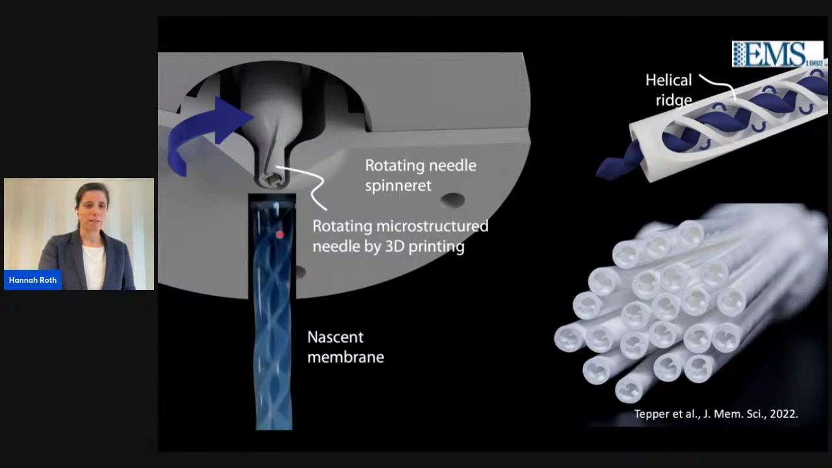And since the polymer solution in the beginning is still transparent, you can nicely see how it first coagulates on the inside, creating the structure. And then later on, the final membrane looks like this. And we could show that this new structure really enhances the performance of the membranes due to induced mixing on the inside, so reduction of concentration polarization.